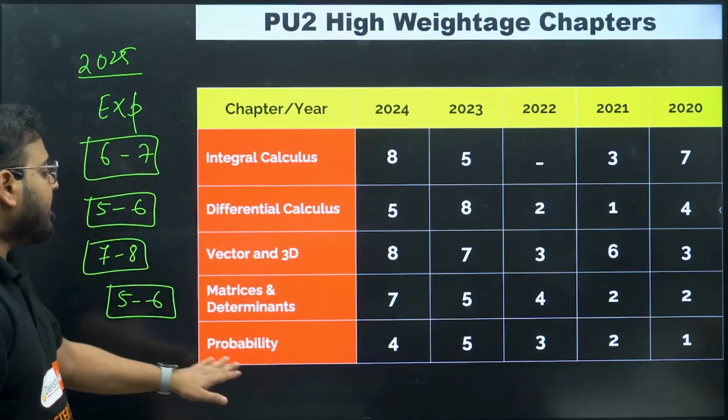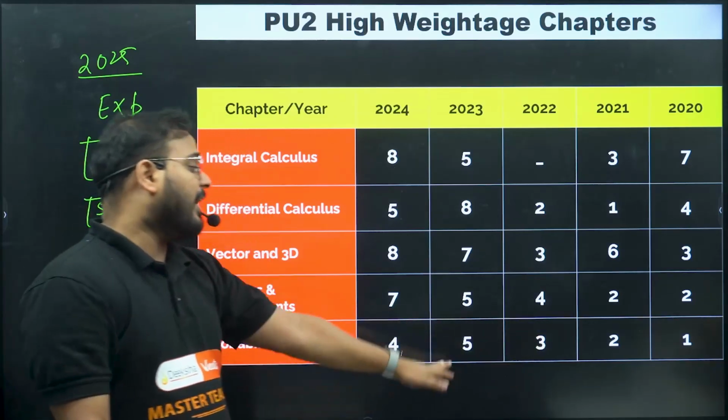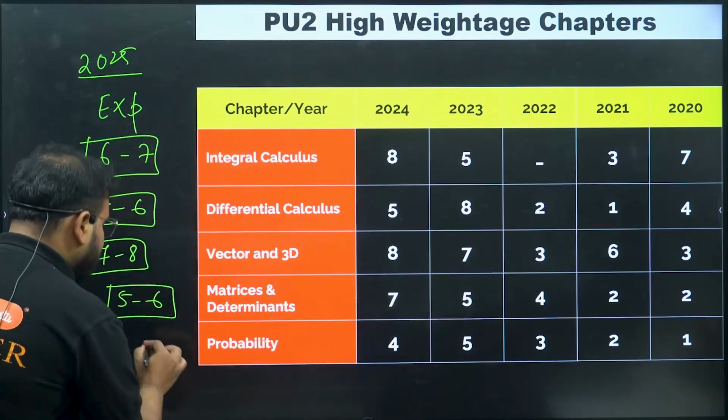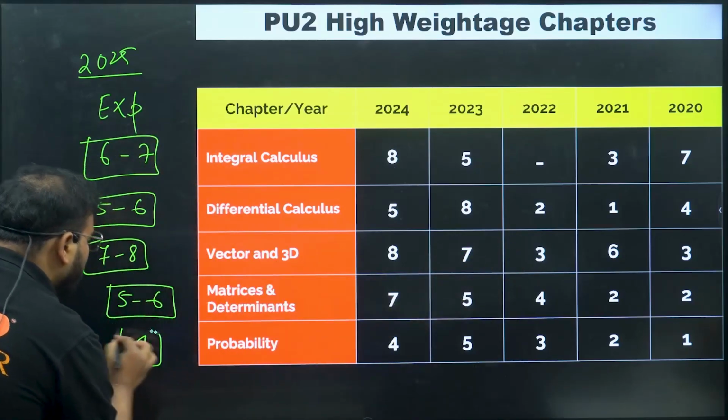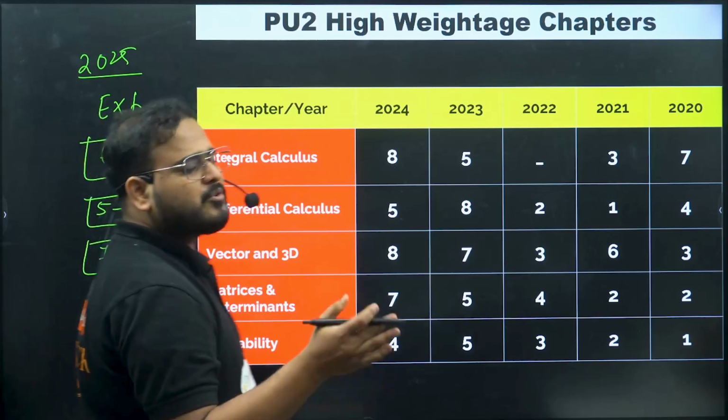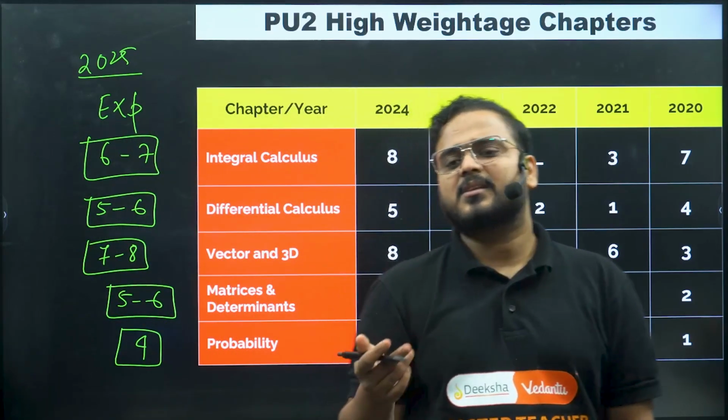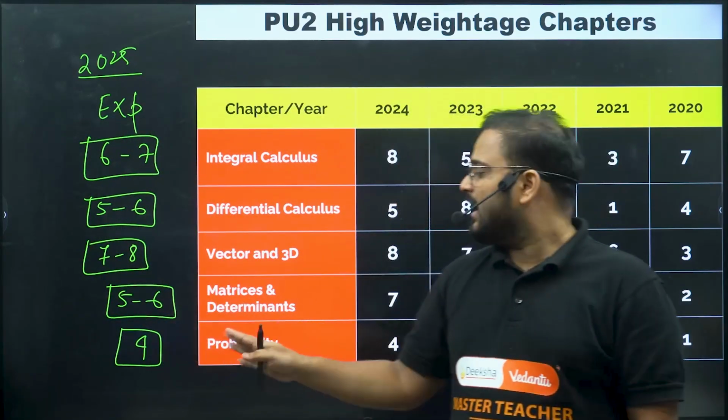Probability, again you can see a very high weighted chapter, 4, 5, 3, 2, 1. Minimum of 4 marks you can expect this year as well, including both PU1 and PU2. PU1 questions also can be solved using PU2 understanding. So PU1 and PU2 questions together can be asked for 4 marks.